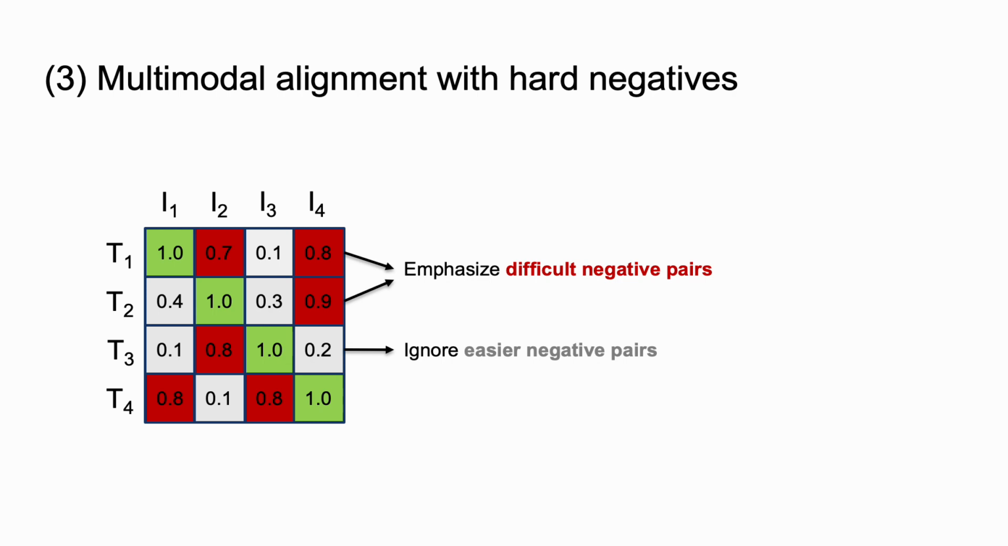We leverage an importance sampling approach to reweight negative samples within a batch so that harder negatives are upsampled in proportion to their difficulty. Consider this example of 4 text and image pairs. In this case, we emphasize difficult negative pairs that have high matching score but are actually negatives, while ignoring the easier negative pairs by downsampling their weights.